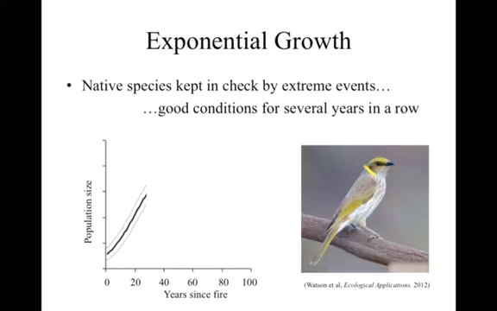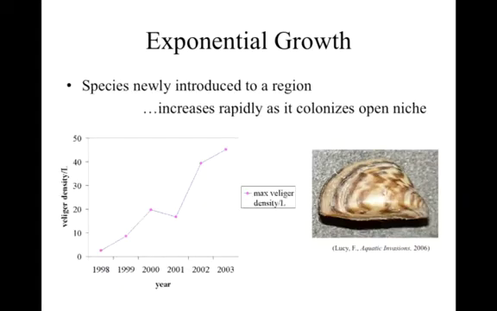And then you'll have some good years in a row and the population will grow again like an exponential growth curve. And so that can go on and on and on forever in a system with a lot of disturbance where you're constantly knocking these populations back down to very small sizes where resources are not limiting. And so again, you get something that looks a lot like logistic growth. Another place where you'd see logistic growth in the real world is where you have species that are newly introduced to a region, and then you have their population increase rapidly as they colonize this new area.